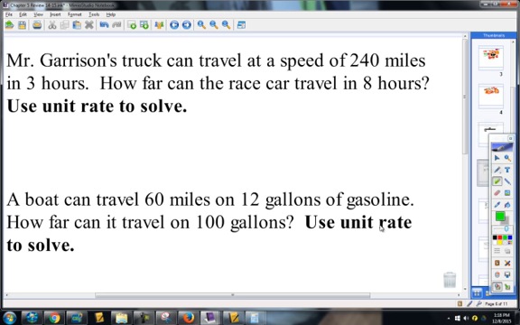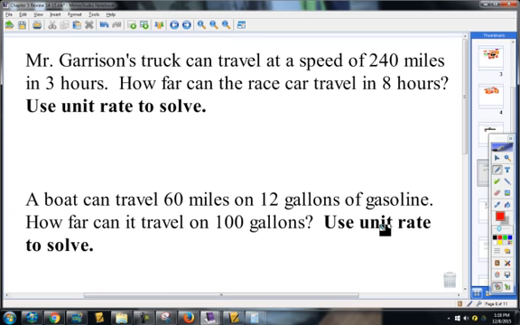Okay, I do want to do one of these. I'll do this one and then you'll try one. This is the kind that gets kind of hard for some people. Okay, Mr. Garrison's truck can travel 240 miles in 3 hours. How far can the race car, or my truck, travel in 8 hours?